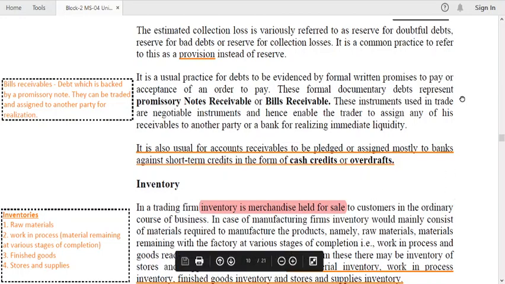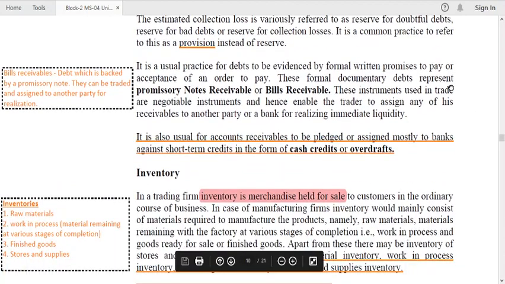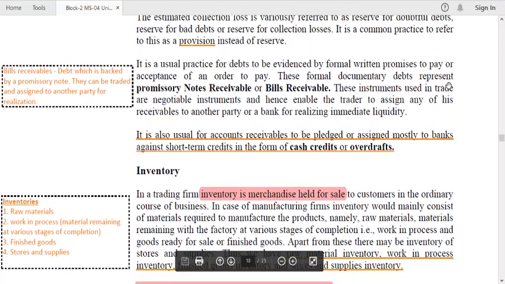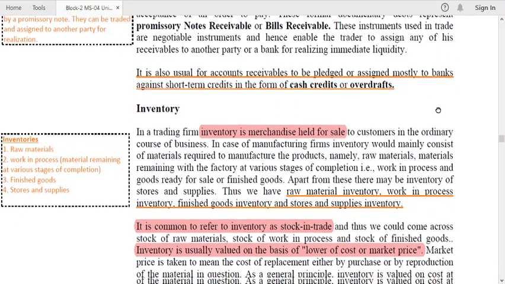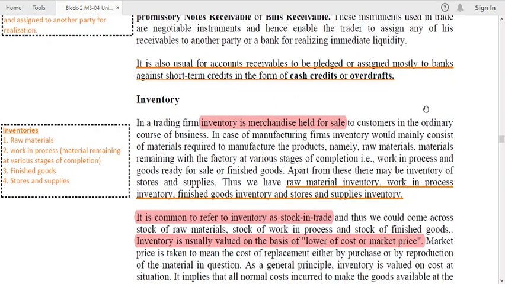So just the next level of trade receivables is nothing but bills receivables. Trade receivables with a promissory note is bills receivables. Inventory is also a current asset. Inventory is the merchandise held for sale, the stock of goods held for sale.